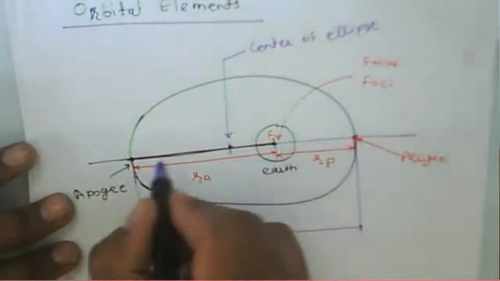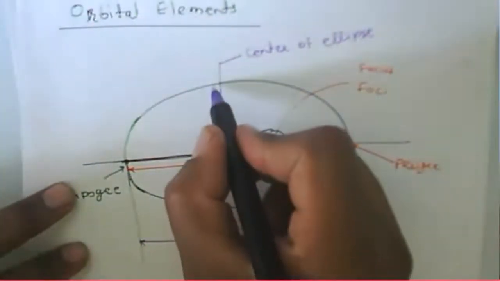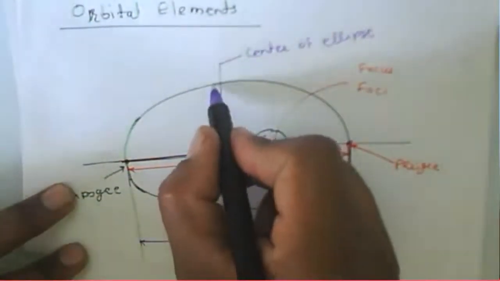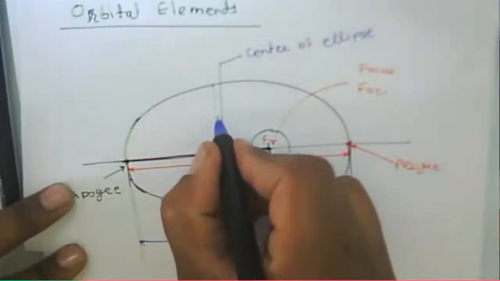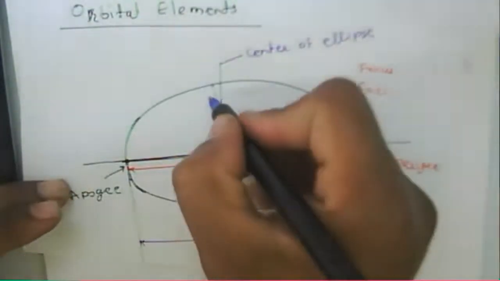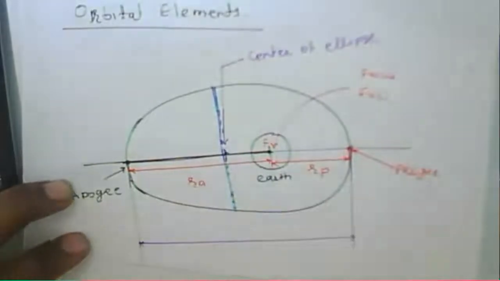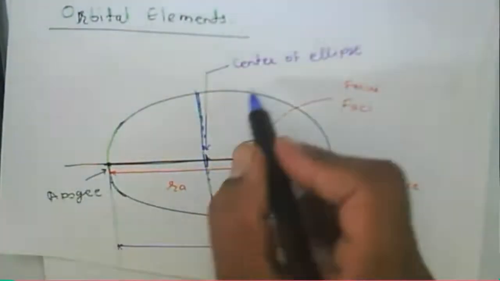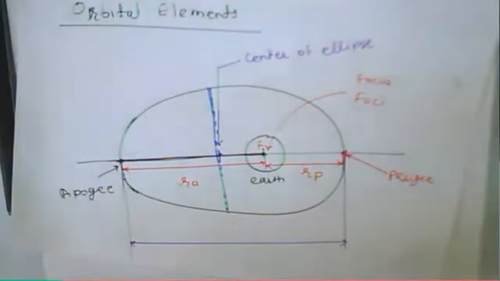So this is the middle point, the center of this particular axis. This one is the major axis of an ellipse, and this one is the minor axis of an ellipse. Consider it. This one is the minor axis, and this point is the center of that particular ellipse.